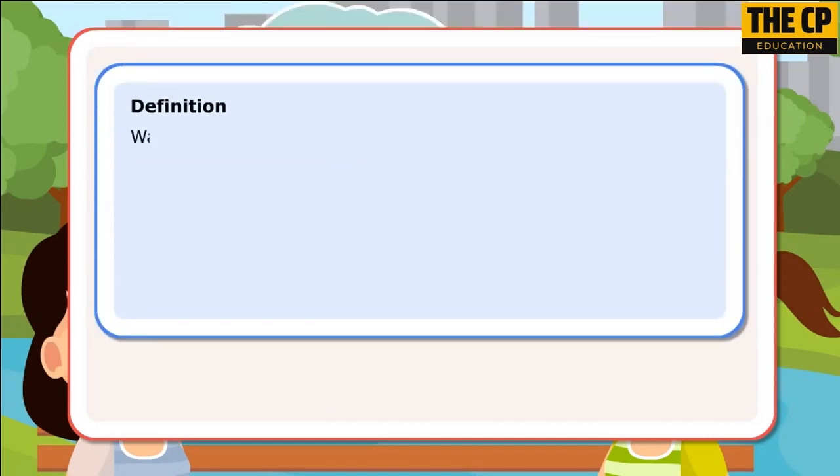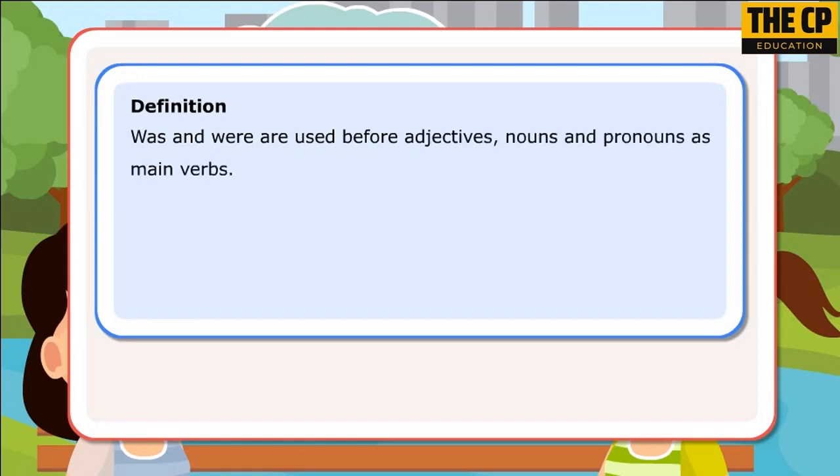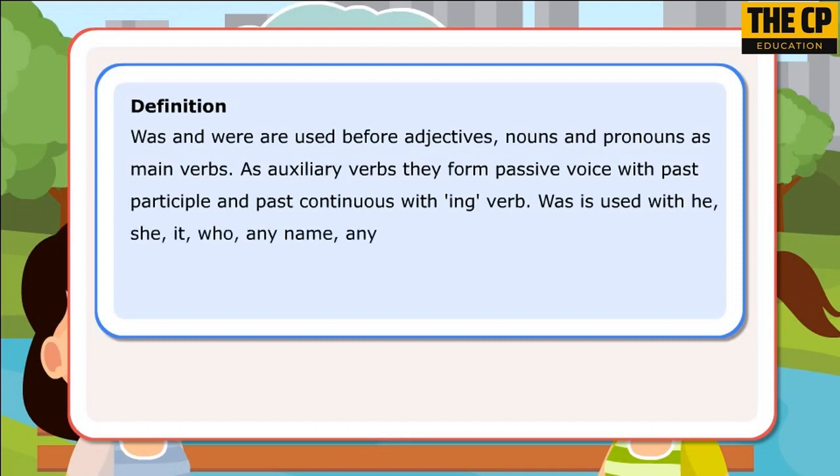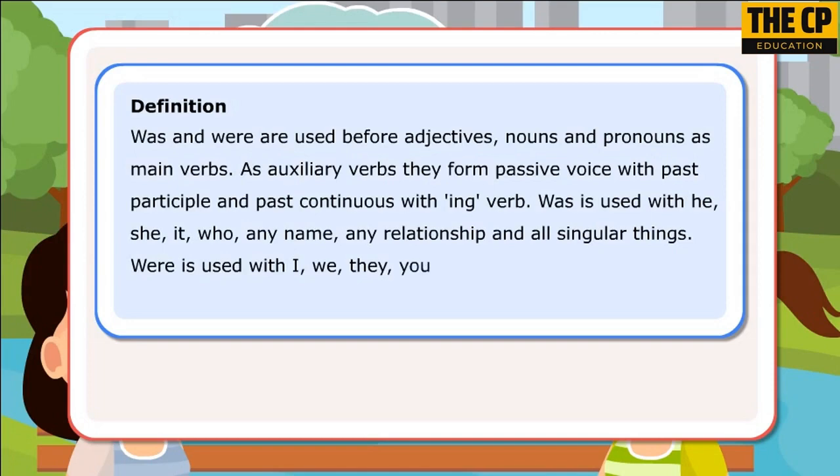Definition: was and were are used before adjectives, nouns and pronouns as main verbs. As auxiliary verbs, they form passive voice with past participle and past continuous with ing verb. Was is used with he, she, it, who, any name, any relationship, and all singular things. Were is used with I, we, they, you, and all plural things. Both are used to denote past tense.